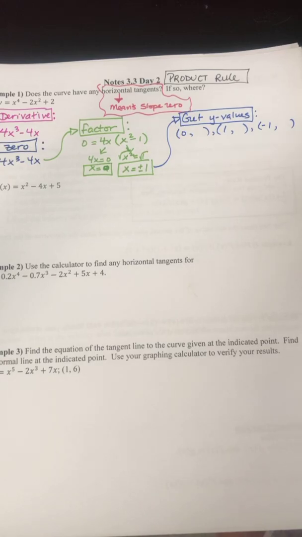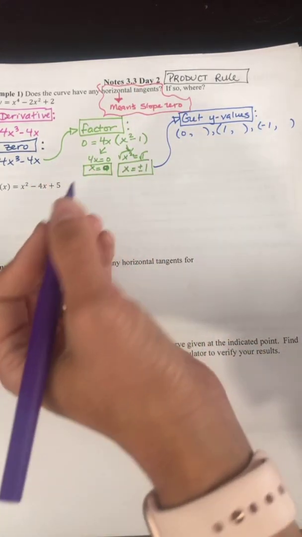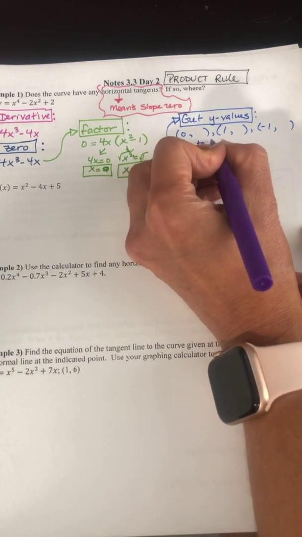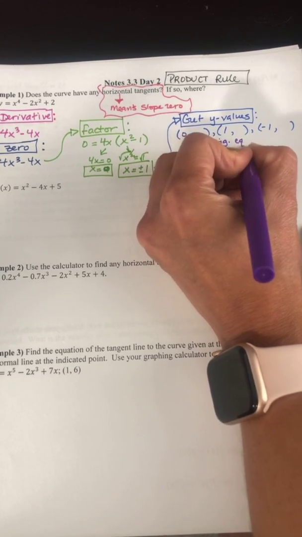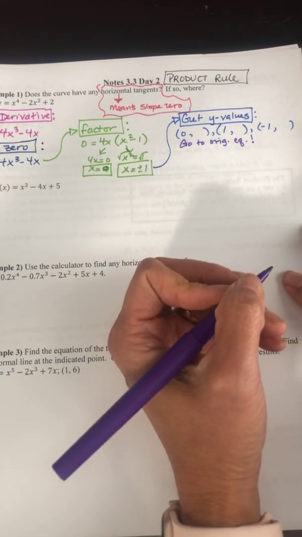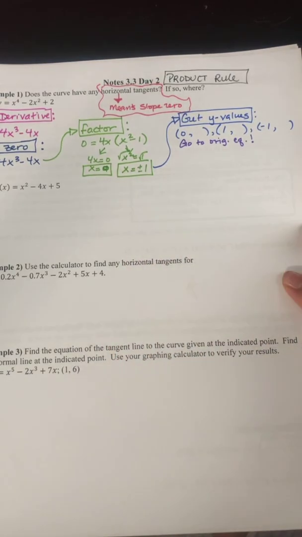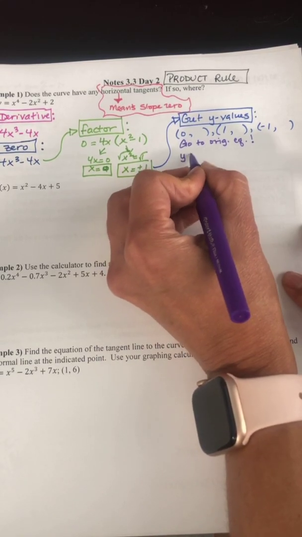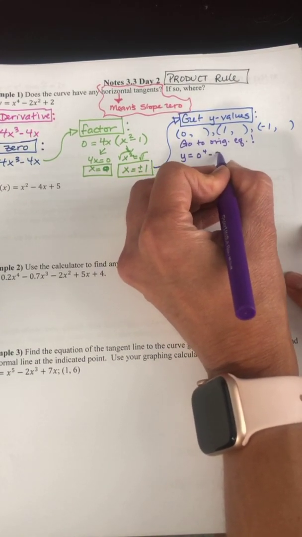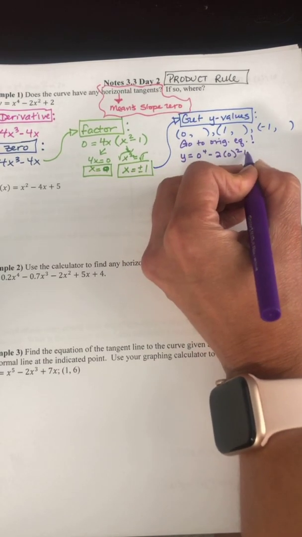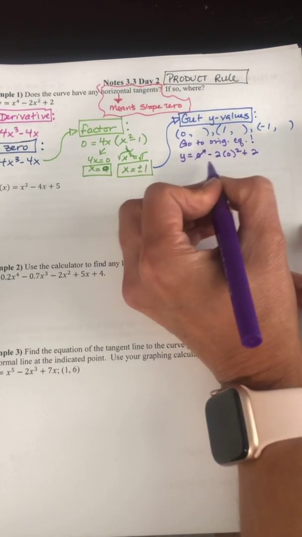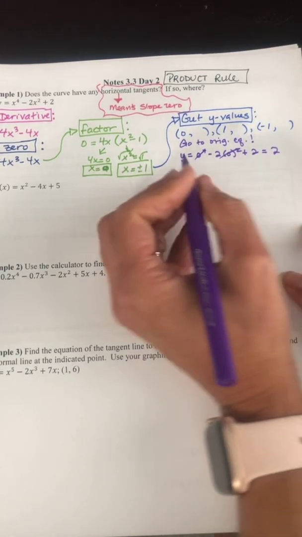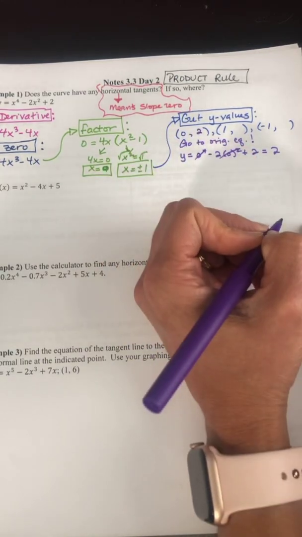Let's find that y value. What I have to do is take it to the original equation. The original equation was y equals x to the 4th minus 2x squared plus 2, and plug in that 0. So y equals 0 to the 4th minus 2 times 0 squared plus 2. Well, that goes to 0, that goes to 0, so the y value is a 2. So I have 0, 2.